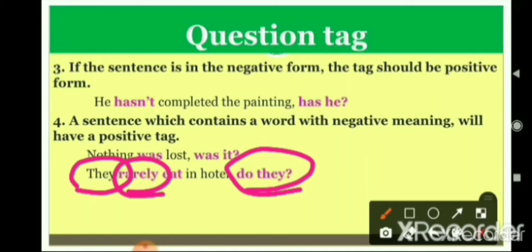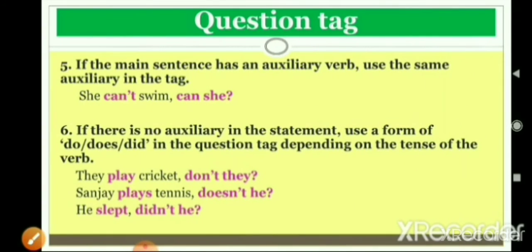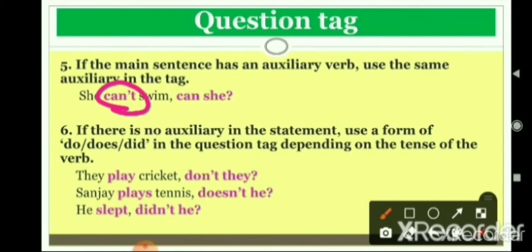So what tag will it take? Do they? Because the subject is plural. They is plural, so it takes do verb. It uses appropriate do verb, that is do they. If the sentence has an auxiliary verb, use the same auxiliary verb in the tag. So which is the auxiliary verb here? It is can. But the sentence is in negative form. So what is given here? Can't. So what tag will it take? Can she?